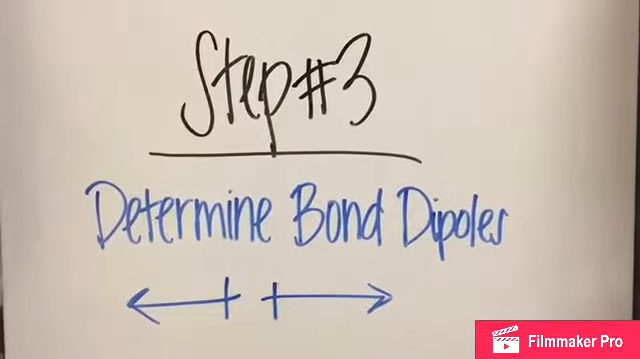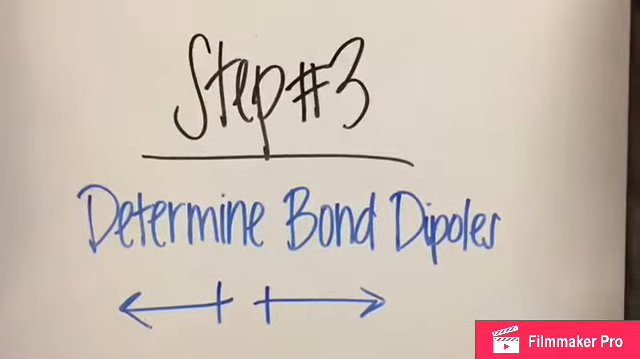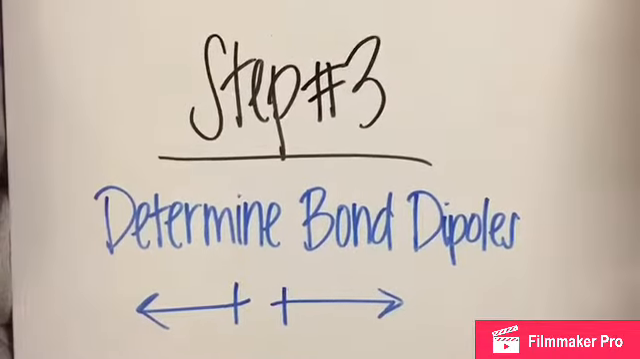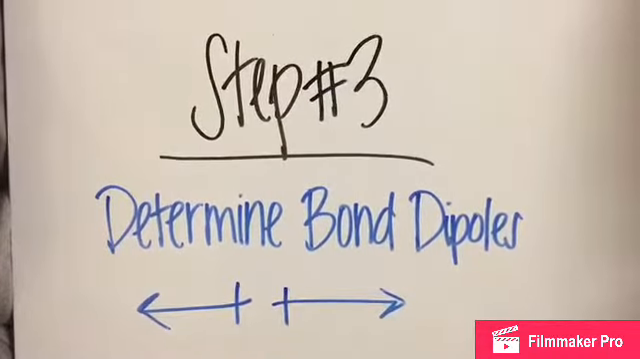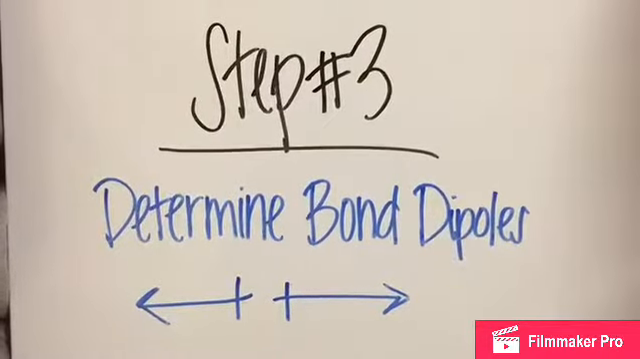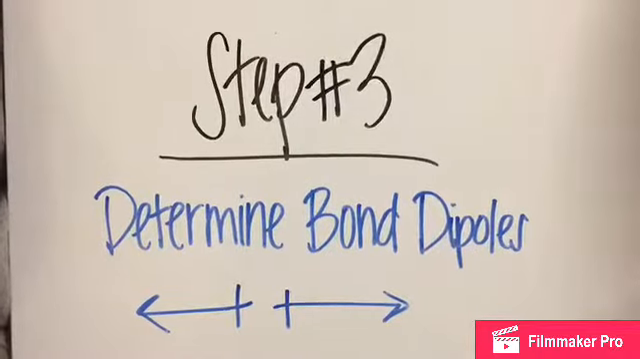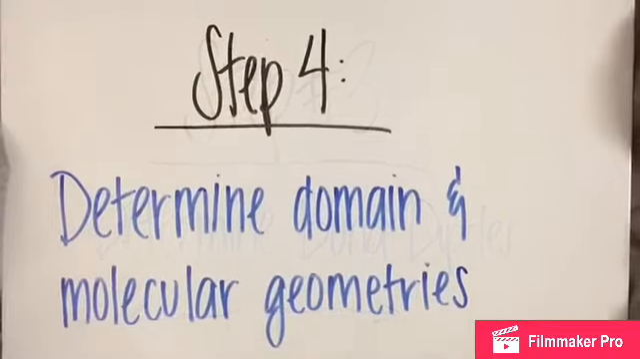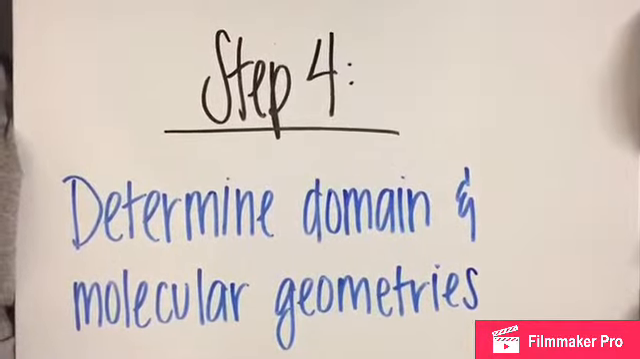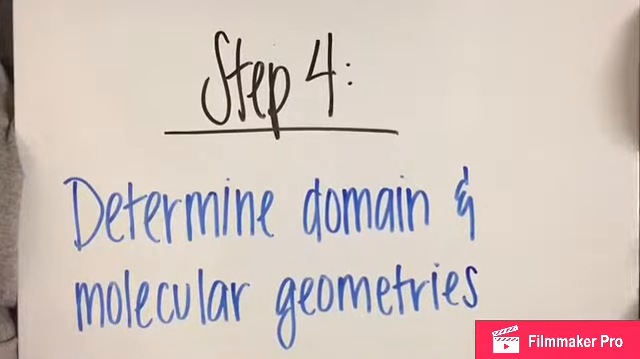Step number 3, we will determine the bond dipoles. This is important in determining polarity of the molecule because it lets us know where the electrons drift in the molecule. Step 4, we will determine the domain and molecular geometries.